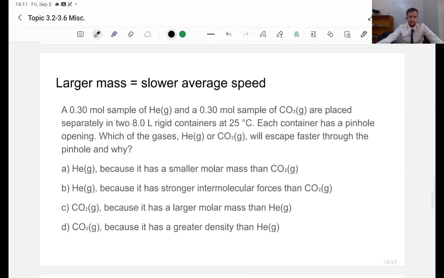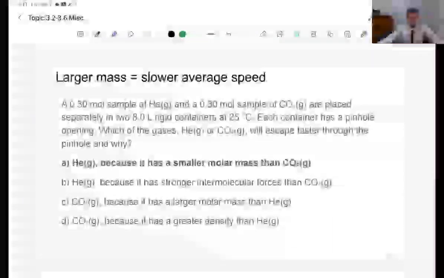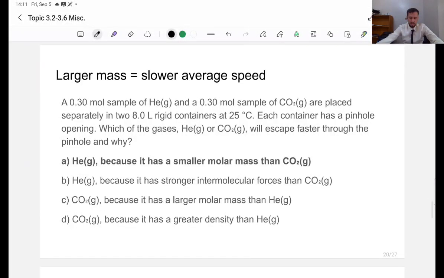So let's test your understanding. Go ahead, pause this video, look at these possible answers, and then we'll see. Okay, so hopefully you answered the question. The correct answer here is A. What this is telling us is helium is going to escape and move faster because it is smaller than CO2. Because it's smaller than CO2, at the same temperature, the gas particles are moving faster, and so they escape more quickly.